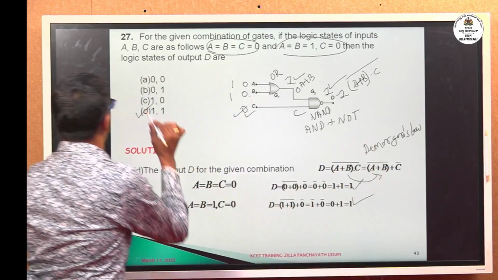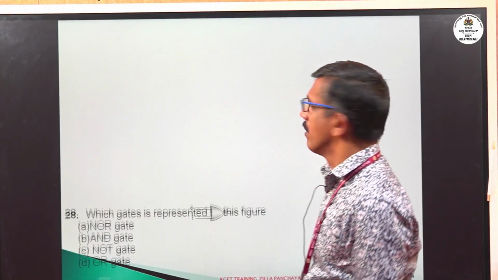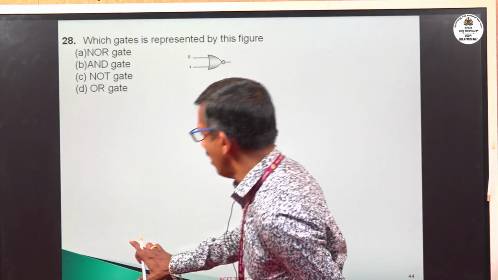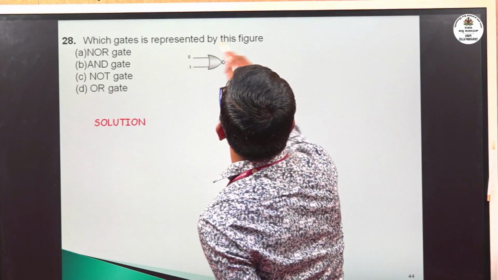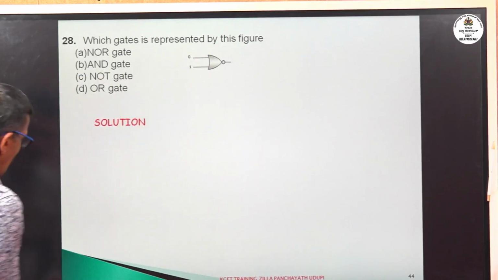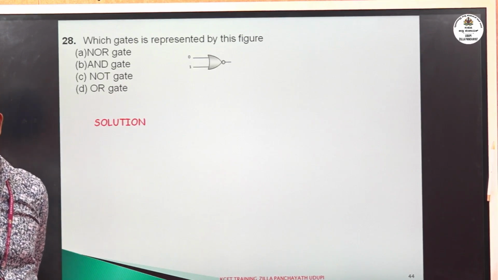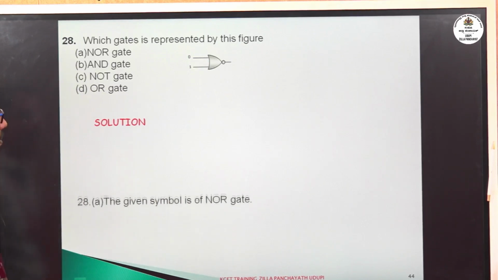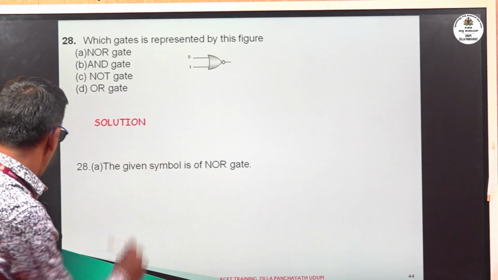See here, the question is very easy, a direct question. Which gate is represented by this figure? From this figure or logic symbol we can make out the circuit is of NOR gate. It is a direct question. The NOR gate symbol is given. Now we move on to the next question.